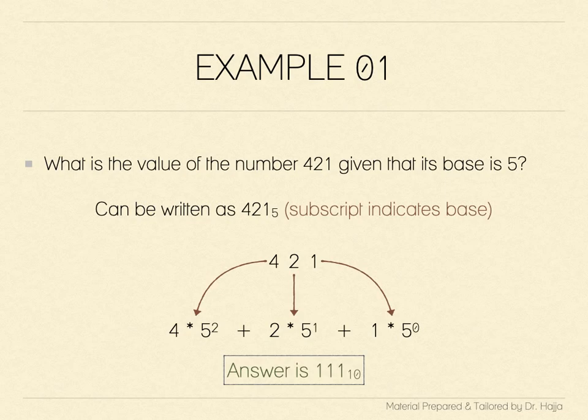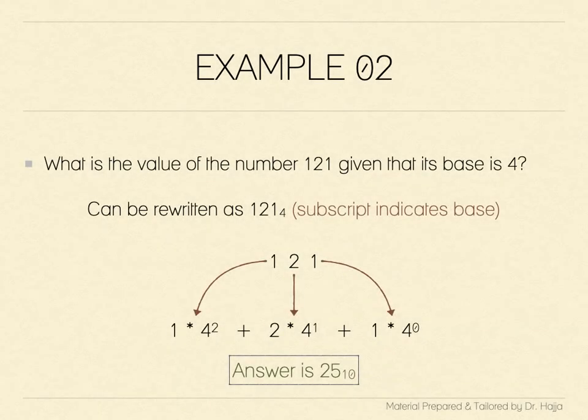Simple. We multiply each digit by 5 raised to the power of its position, counting from 0 for the rightmost digit. So for the number 421 in base 5, we have the rightmost digit, 1, multiplied by 5 to the power of 0, which is 1 times 1, the middle digit, 2, multiplied by 5 to the power of 1, which is 2 times 5, and lastly, the leftmost digit, 4, multiplied by 5 to the power of 2, which is 4 times 25. If we add those up, we get 100 plus 10 plus 1, which equals 111 in our usual decimal system, base 10.